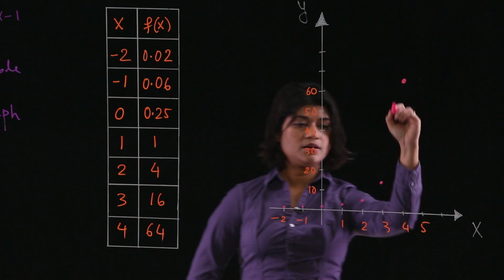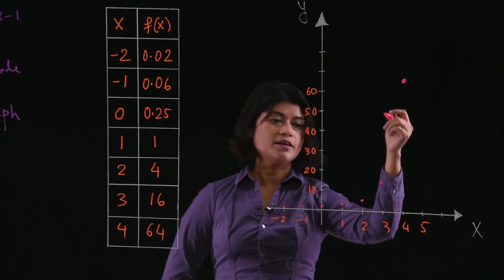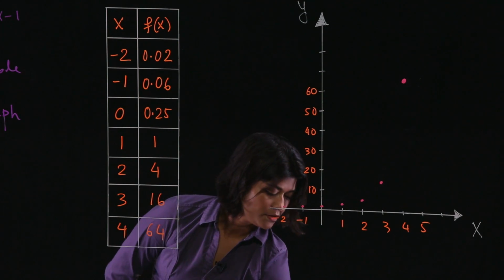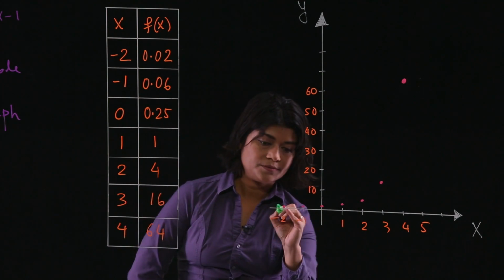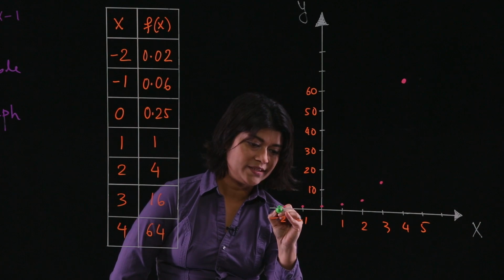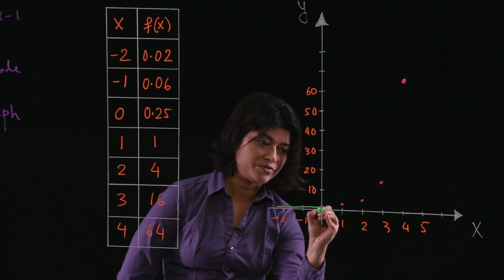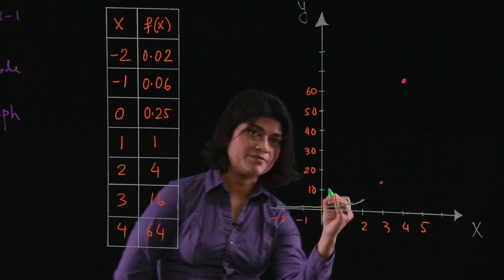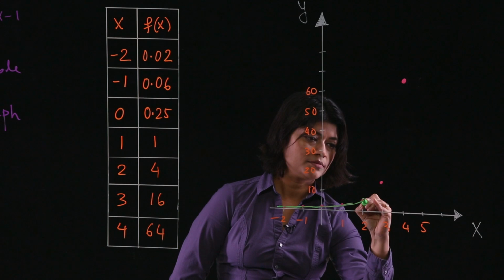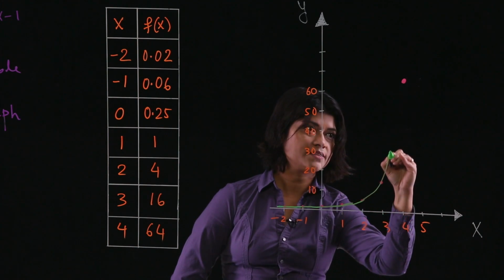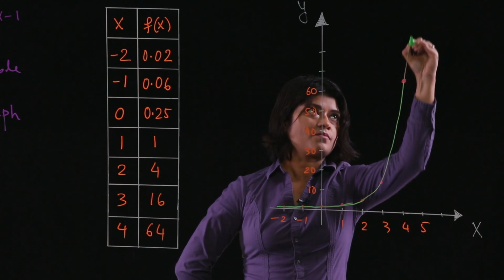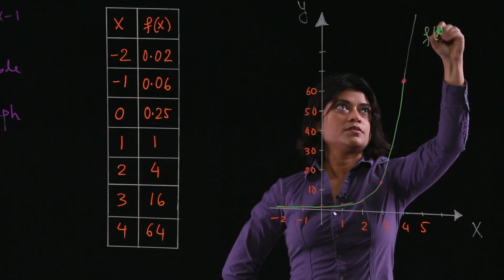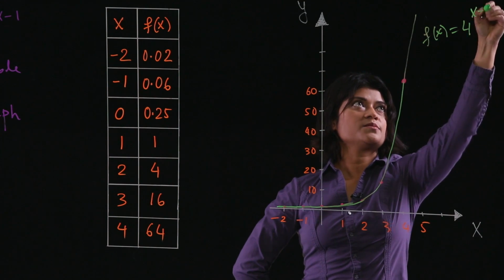Okay, so those are the points that we have to join, and then we'll get a graph of 4 to the power x minus 1. So let's do that. So as you can see, the graph will be very, very close to x-axis, to the left side, and then it will increase really fast. So this is the graph of the function 4 to the x minus 1.